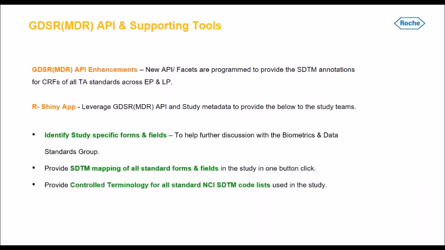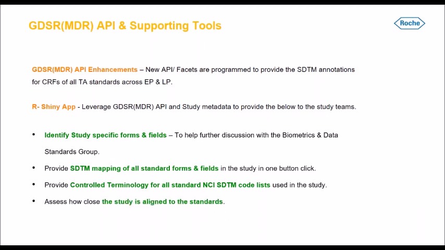And we provide the control terminology for all the standard NCA SDTM code list, and we compare the code list that are used at a study level, both for CRF and non-CRF data. We compare it to what we have in our standards, and the standards will have the code list that are created from the NCA database. So we compare the two, and we give the study team directly the code list that will be part of the e-submission, for all the standard code list.